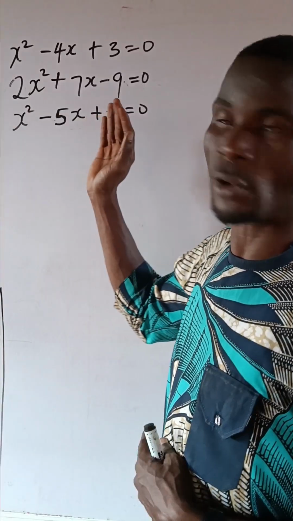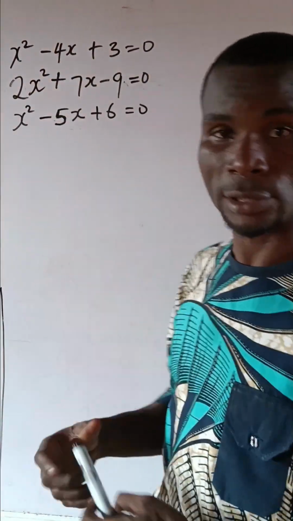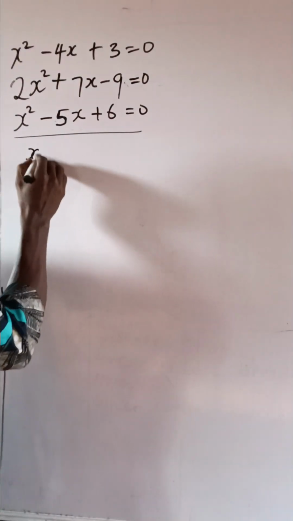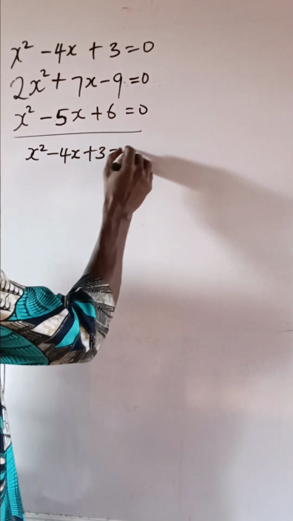Today we shall be considering these quadratic equations. So let's go into it. When we have this kind of equation, x squared minus 4x plus 3 equals 0.